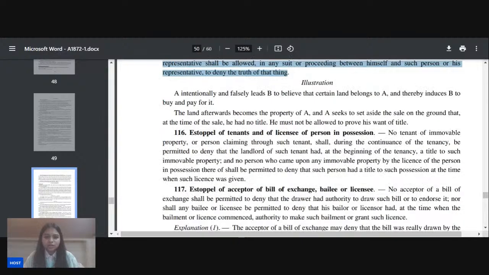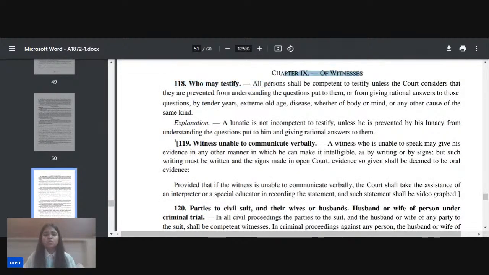Now come to 118, very important, of the witnesses chapter. Who may testify? Who can testify? Students, can you tell me, can a minor or a person of unsound mind testify under the Indian Evidence Act? What do you think? Can a person who is of unsound mind, a lunatic, is he competent to testify? Yes or no? Tell me. Who are competent to testify, students? Is a person of unsound mind competent to testify under the Indian Evidence Act?